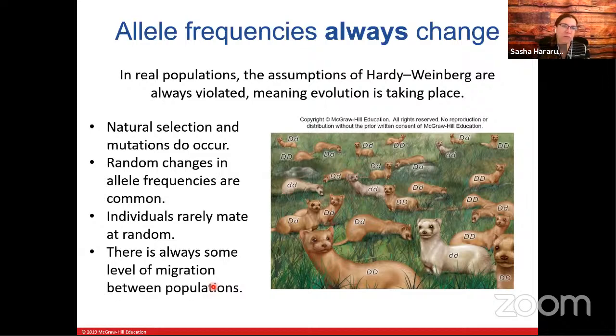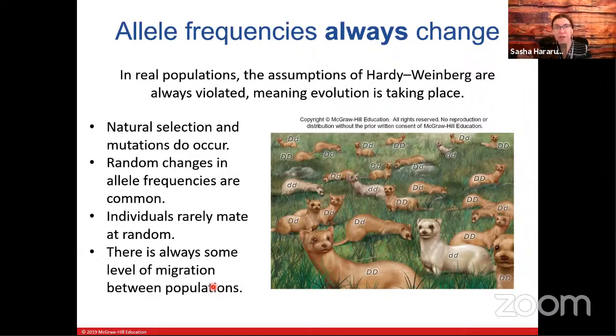Random changes in allele frequencies are common. Individuals rarely mate at random. It's true for us, it's true for ferrets, it's true for basically anything that is not a plant or a sponge living in the sea, or those kinds of organisms. There's always some level of migration between the populations.